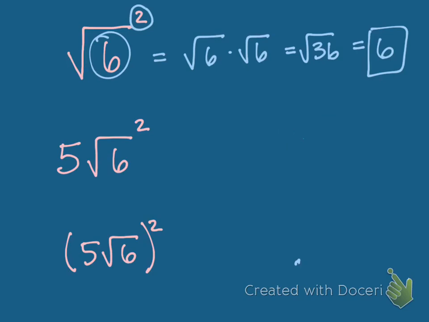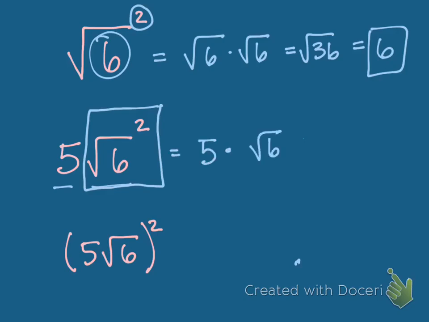If you square this next one, this 5 times the square root of 6 squared, this is the only thing being squared. So this is the same thing as 5 times the square root of 6 squared. So what you're really doing is 5 times 6, which is 30.